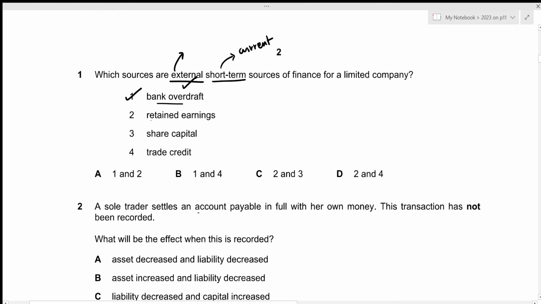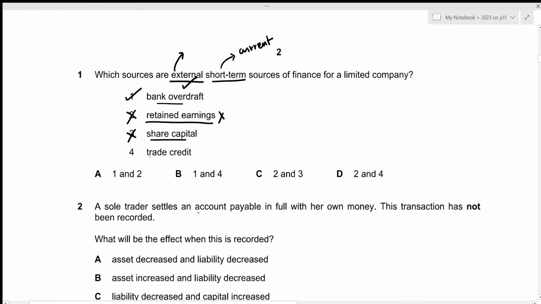The second one we have is retained earnings. So remember that retained earnings will not qualify as our external source of finance because this is something that will be generated by the company internally. So second one is incorrect. The third one is share capital. Okay. Now share capital is something that will be generated by the external party. But again, we're talking about shareholders, so that's the main source of finance for the company itself. But this is not the short-term source of finance. This is a long-term source of finance because we're talking about capital. This will not be repeated within the next year. So this again is incorrect.